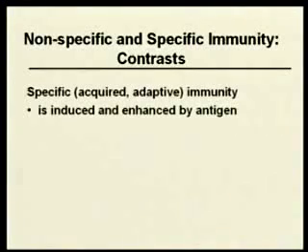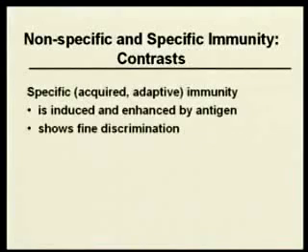So if we contrast that to the specific or adaptive immune response, this is enhanced or induced by antigen. Without specific antigen, the acquired immune response is not activated. Therefore, it shows fine discrimination. You can have an antigen that varies by one amino acid, and if you inject one antigen that elicits an immune response, if you come back with a second one that even differs by one amino acid, it may not respond to it. So it's very specific for the type of antigen that it's responding to.